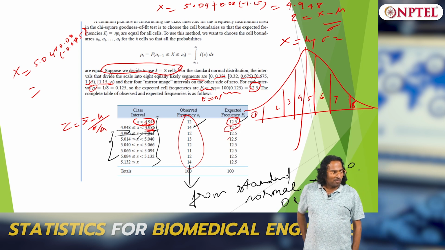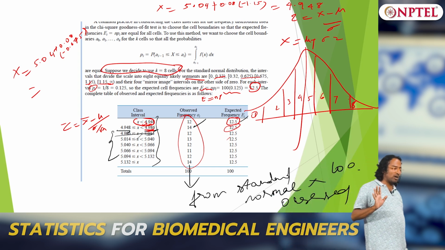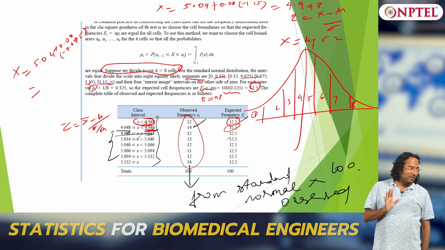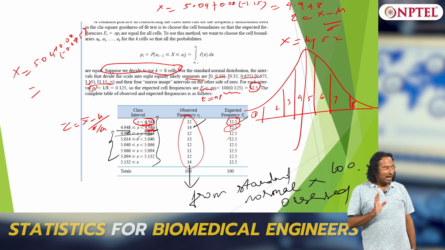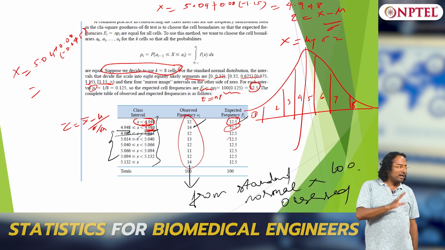No, we are talking about the overall. So what is the expected value in this region? What is the observed value in this region? That is the question. You have asked normal distribution, right? Is the underlying distribution normal or not? What is the expected value if it is a normal distribution? What is the observed value if it is a normal distribution?